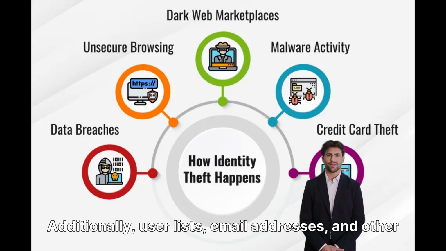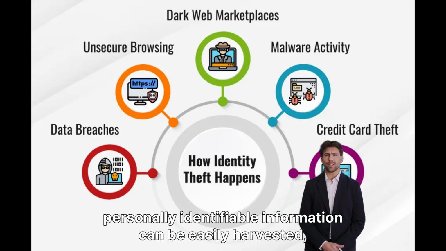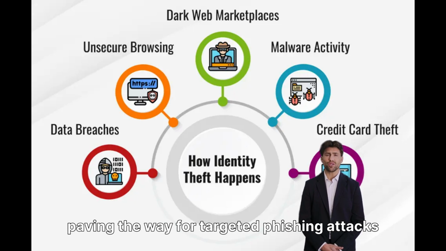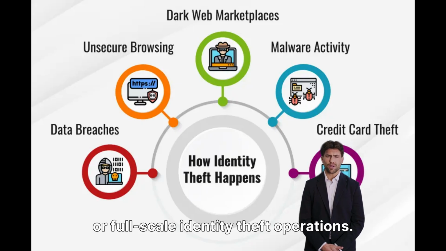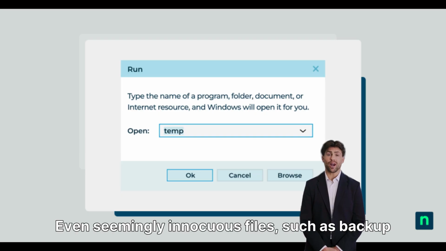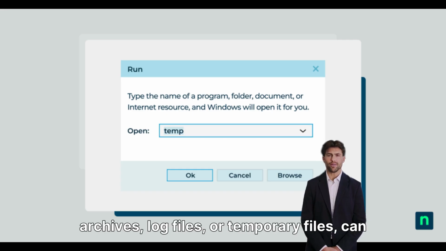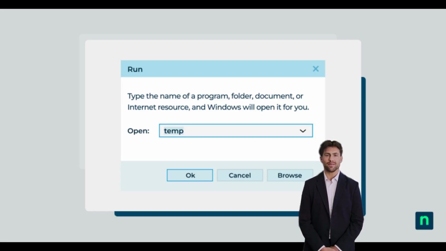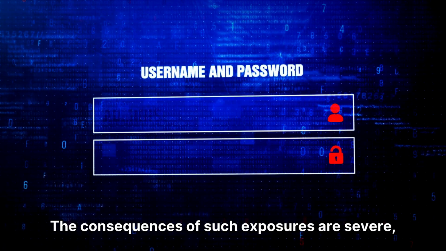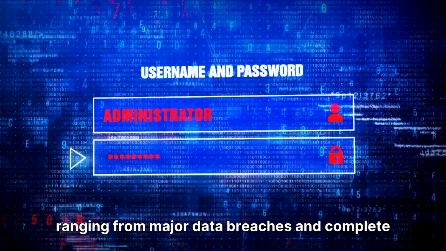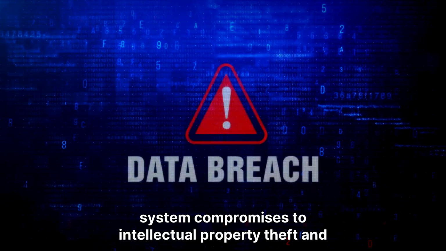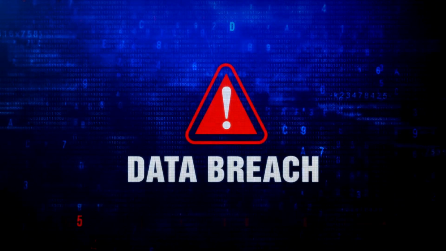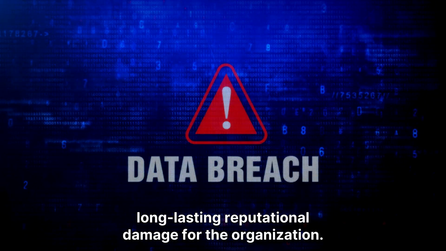Additionally, user lists, email addresses, and other personally identifiable information can be easily harvested, paving the way for targeted phishing attacks or full-scale identity theft operations. Even seemingly innocuous files, such as backup archives, log files, or temporary files, can contain remnants of highly sensitive data that was not properly sanitized. The consequences of such exposures are severe, ranging from major data breaches and complete system compromises to intellectual property theft and long-lasting reputational damage for the organization.